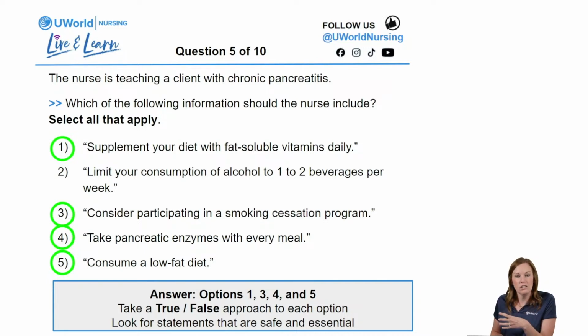But we also need to, I know you guys are probably wondering about option 1, because there's going to be a limitation on what our body is able to absorb. We need to supplement our diet with fat-soluble vitamins. So essentially, what our body is not able to absorb from the fat, we need to supplement with vitamins so that those essential vitamins can be absorbed into our system.